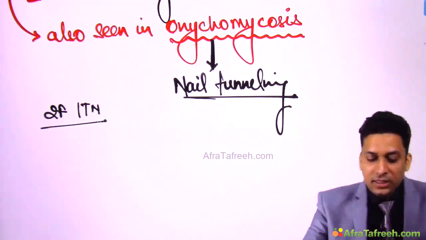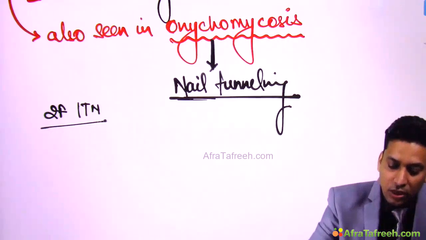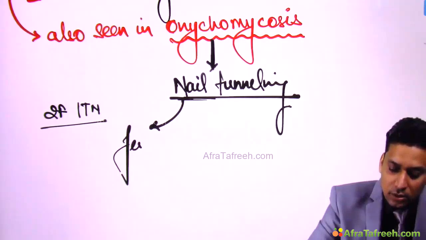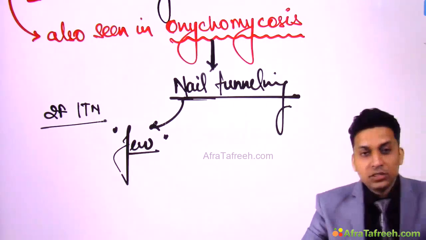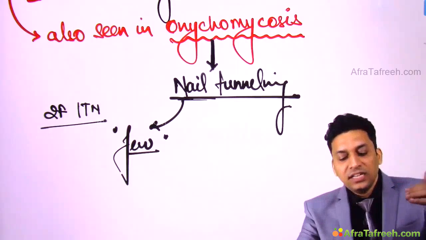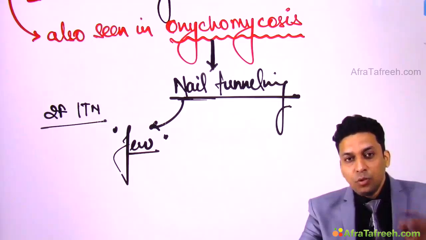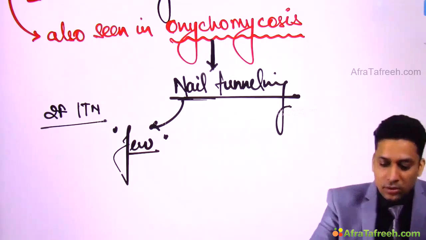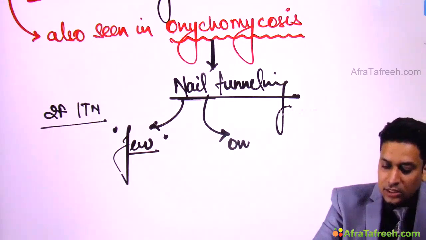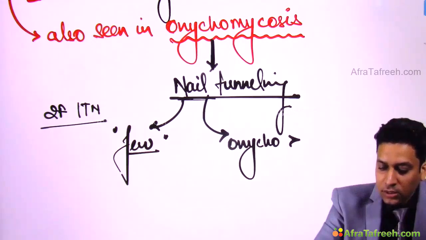Okay, so remember this nail tunneling or these changes, if they are localized to few nails, then it is suggestive of onychomycosis. But if it is involving majority of the nails, then it is probably due to psoriasis. Also remember this nail tunneling is more specific of onychomycosis. So nail tunneling, if seen, is suggestive of more of onychomycosis than psoriasis.